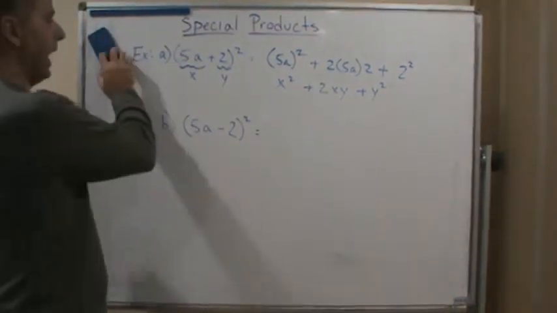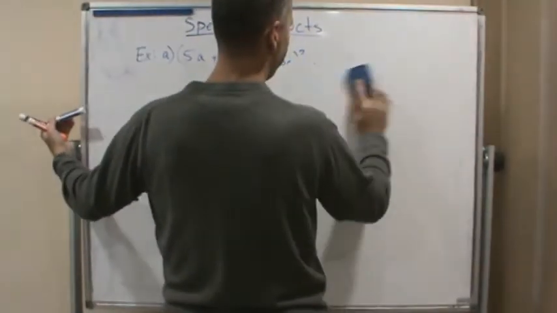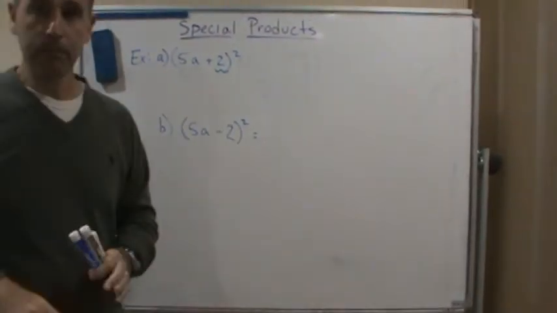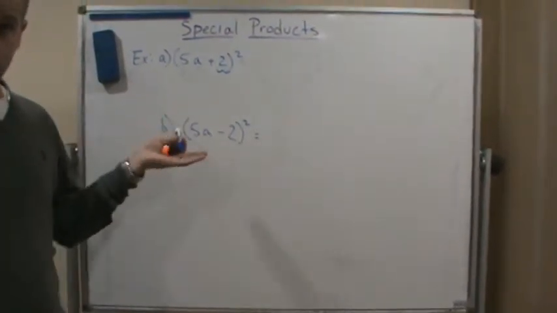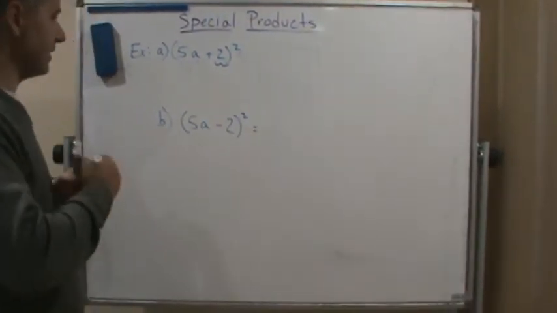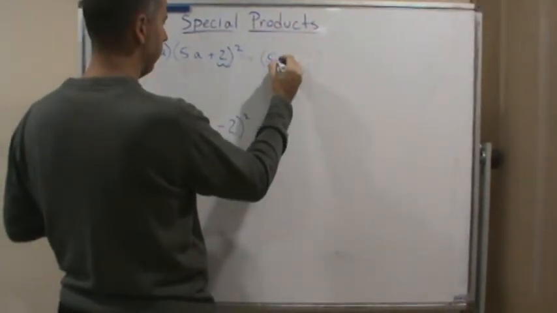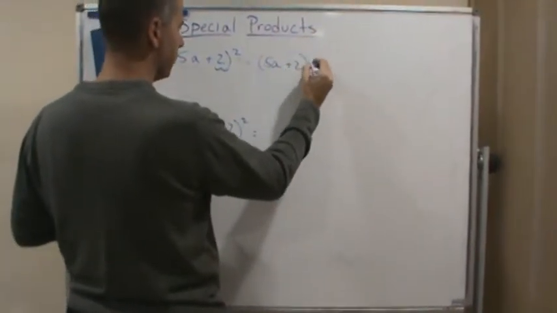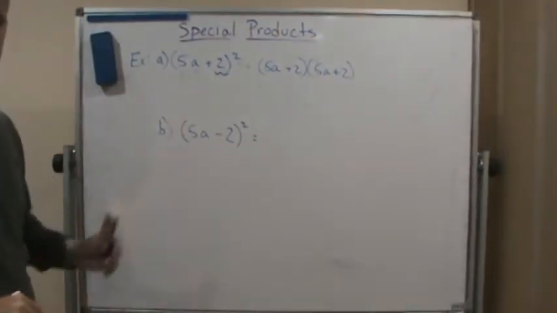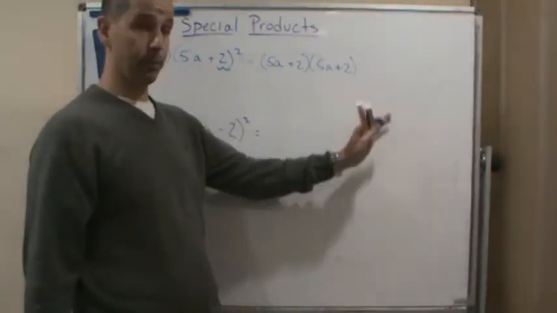Okay? So, but now, how do we show that? How do we prove that? Well, let's just take the definition of what it means to be a square. So in this case here, what does this mean? It means that I'm going to take 5a plus 2 times 5a plus 2. That's what it means to be a square. Okay? So now what am I going to do? I'm going to do the distributive property twice.